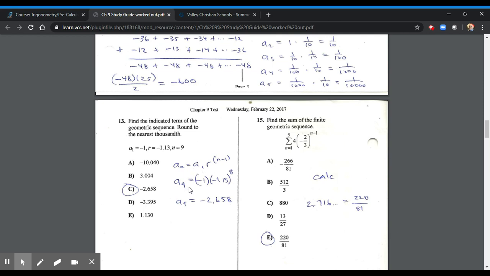So a sub 9 is going to be -1 times -1.13 to the 8th power, 9 minus 1. Plug it into my calculator, and it comes up to -2.658.